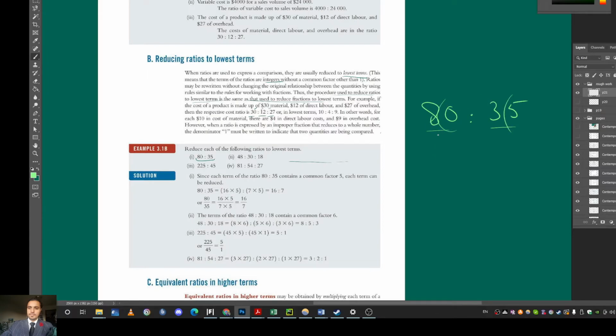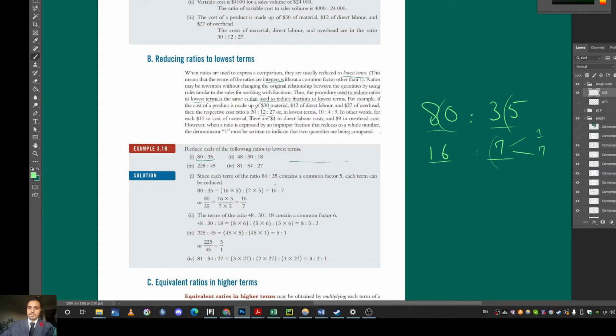So 5 goes 16 times into 80, and it goes 7 times into 35. So 16 ratio 7. Now I can't reduce this any further because there are no other common factors between 16 and 7. I know that because 7 is a prime. Prime numbers are numbers that are only divisible by themselves or 1. If you divide 7 by anything else, you will not get a whole number. So what we are left with is 16 ratio 7.